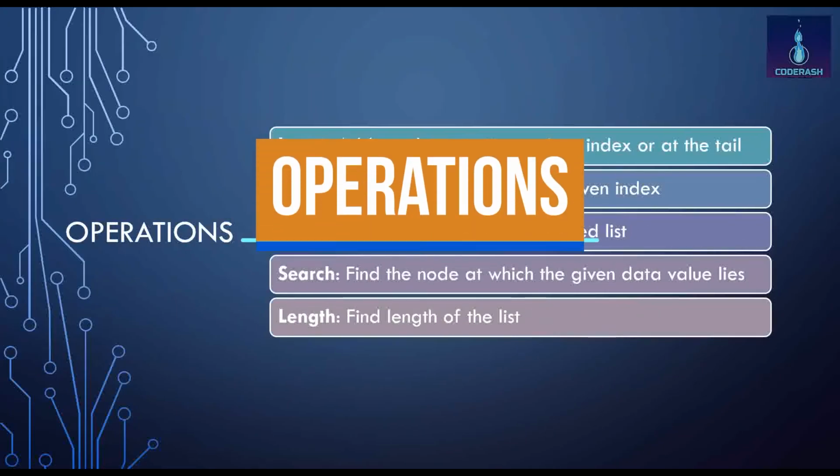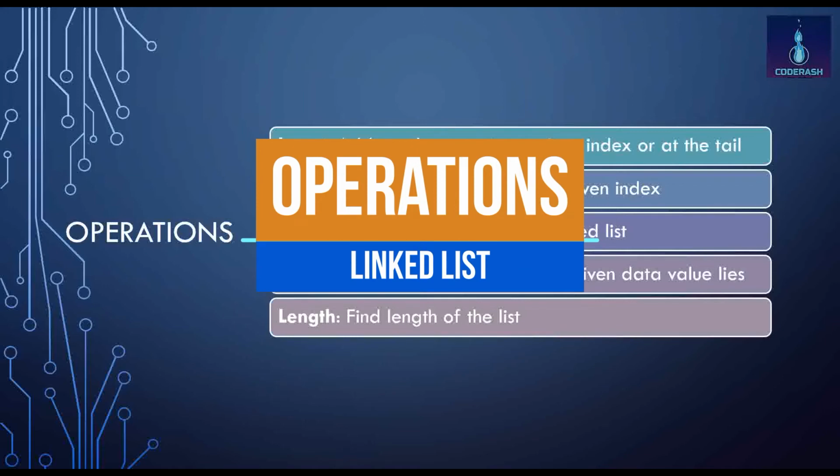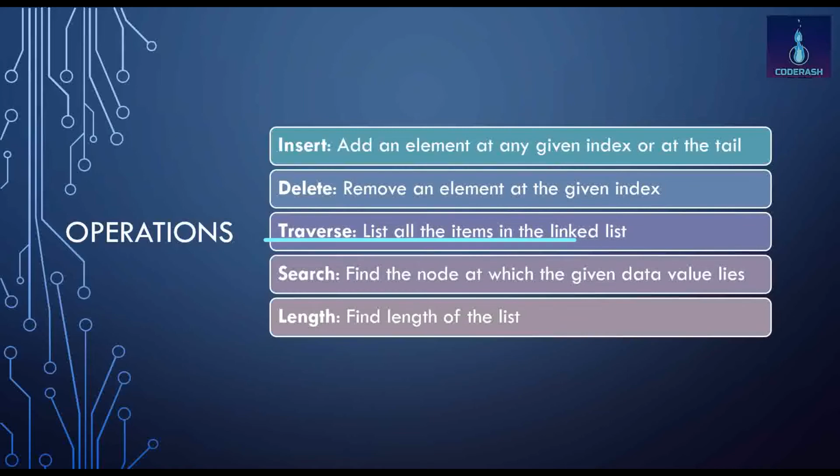There are some basic operations you can perform on a linked list, like insert. You can add a node at any given index or at the tail. You should be able to delete an item from the linked list at a given index, or delete an item from the last. You should be able to traverse the entire linked list and list all the items and see what is there in each node. You should be able to search and find where a given value lies in the linked list. We should also be able to determine the length of a linked list.